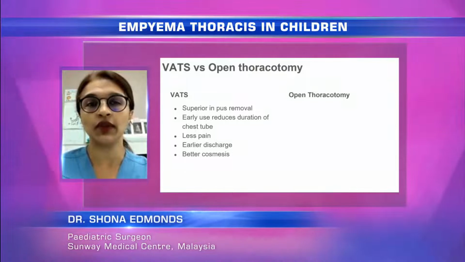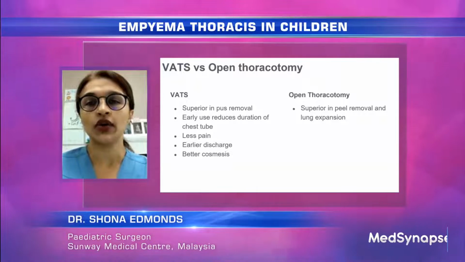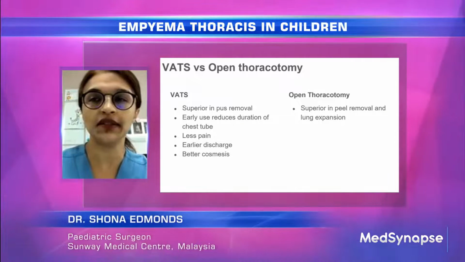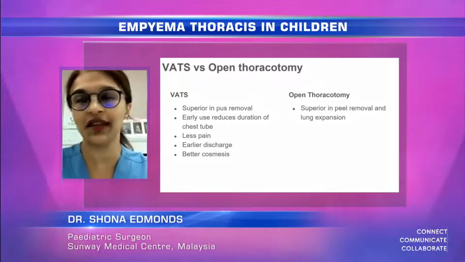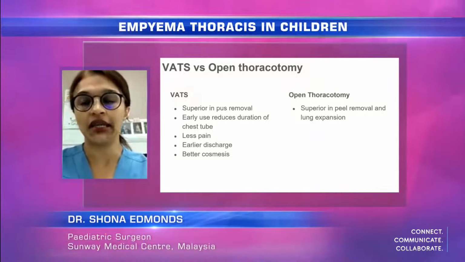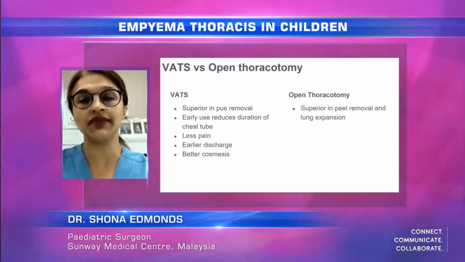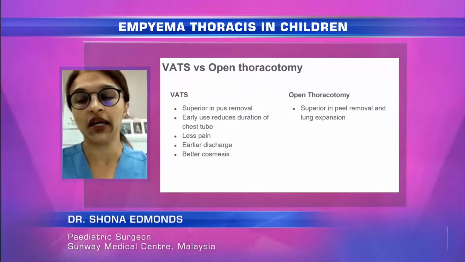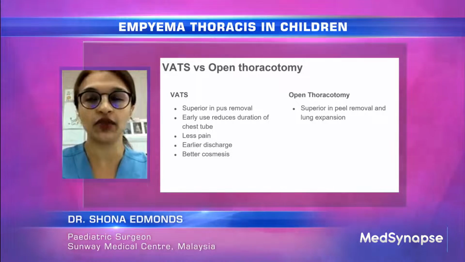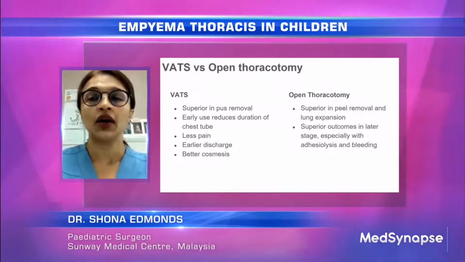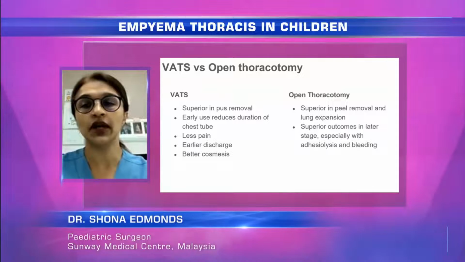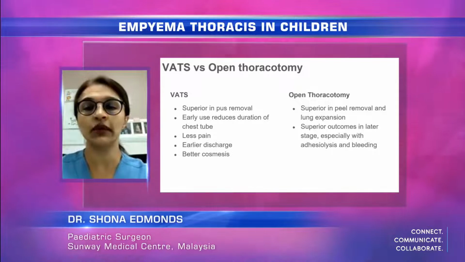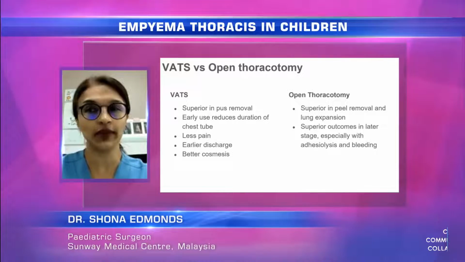There's obviously less pain, and it translates to an earlier discharge and better cosmesis. However, the debate with open thoracotomy, they found, was that thoracotomy was definitely superior in the removal of a peel. And I told you that the peel is something that we find in stage 3. It's as thick as the white of a coconut. There's significant improvement when we do this using an open technique, and we find that lung expansion is better compared to a thoracoscopic technique. Also, an open thoracotomy has superior outcomes in the later stage, obviously stage 3, especially when it comes to improving adhesiolysis and controlling bleeding.